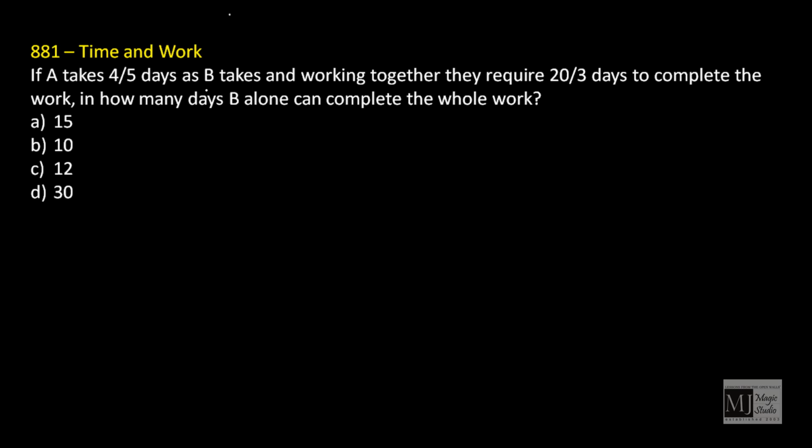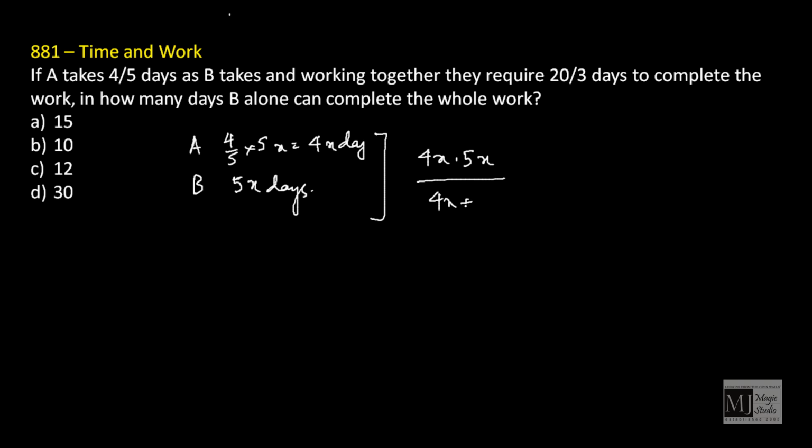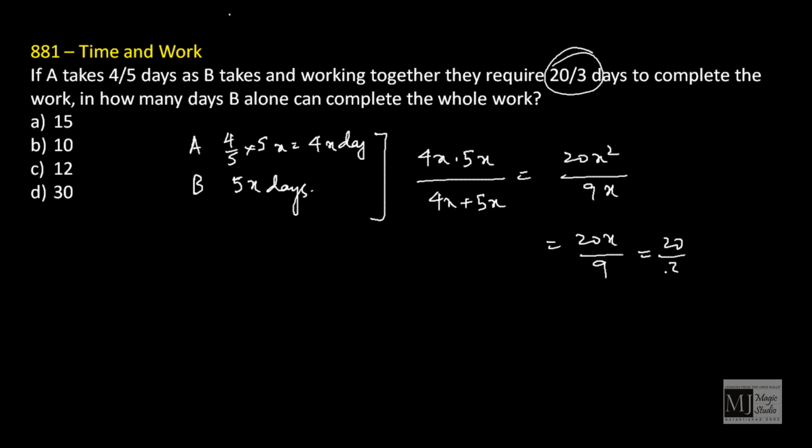A takes 4 by 5 days as B takes, and working together they require 20 by 3 days to complete the work. Let B take 5x days, then A will take 4/5 of 5x, that would be 4x days. Now both working together, we know the drill: 4x into 5x, product by sum, 4x plus 5x, that is 20x square by 9x, 20x by 9, according to the given sum is 20 by 3.